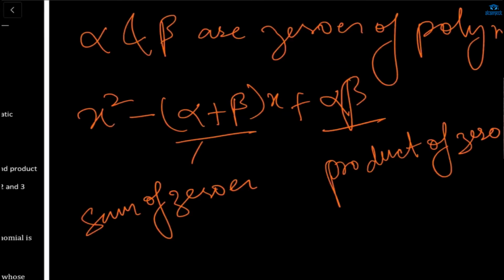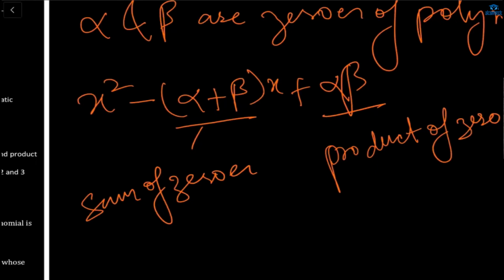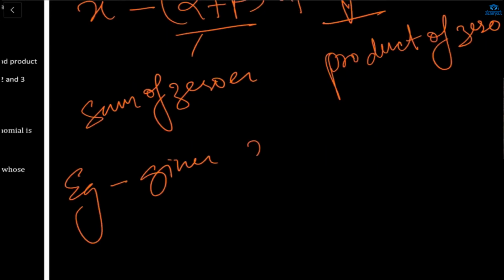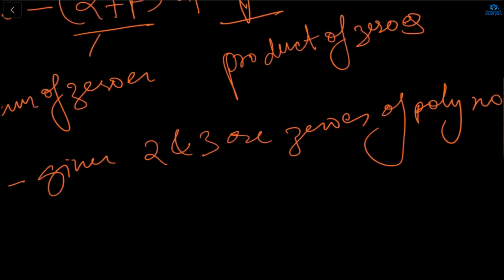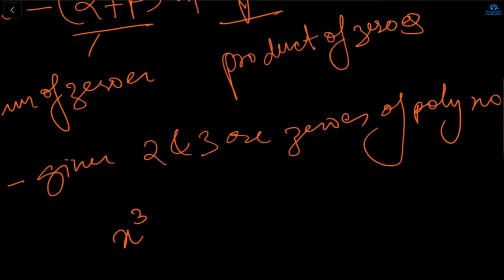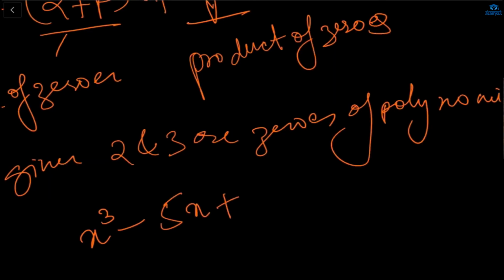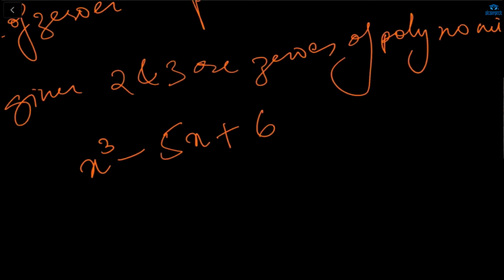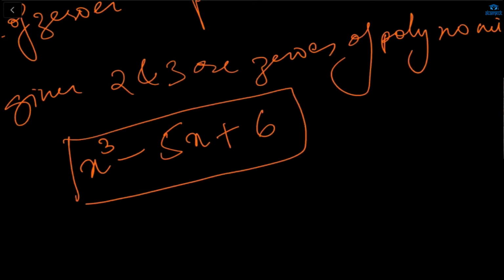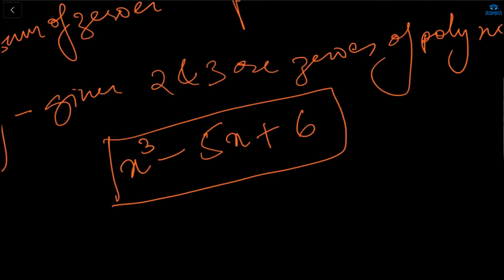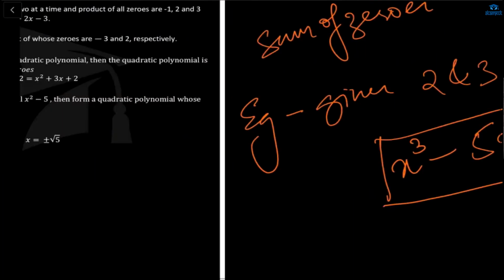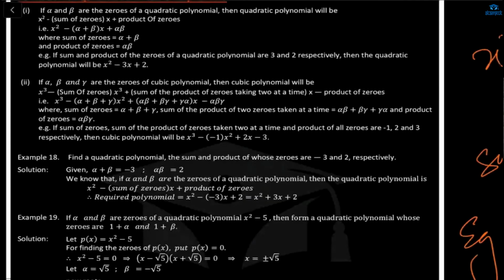For example, if it is given to you that 2 and 3 are zeros of a polynomial, then what will be the polynomial? You can write x squared minus 5x plus 6. So this will be the polynomial. Understood how I constructed a polynomial with the help of the given zeros? Safiya and Rudronial, any confusion in this? No, ma'am.